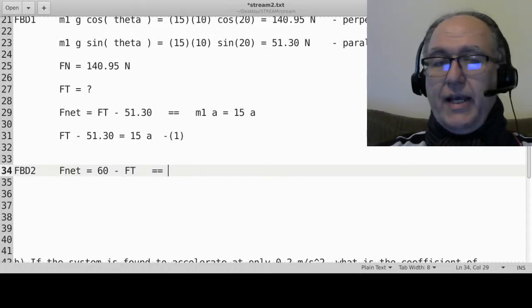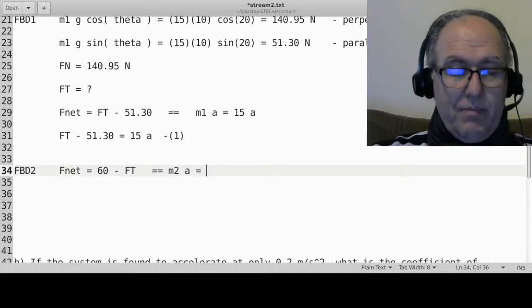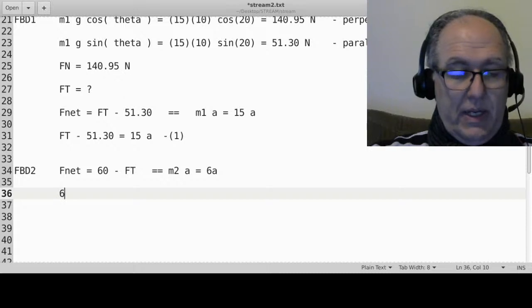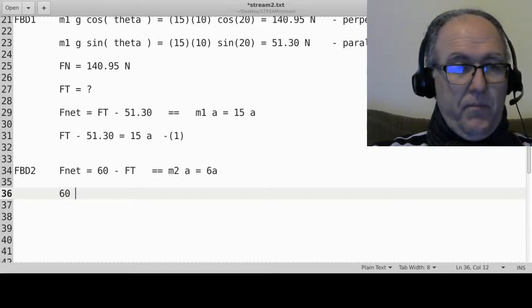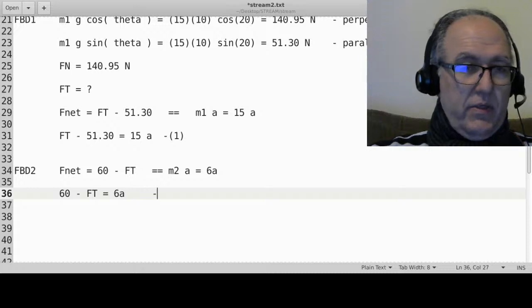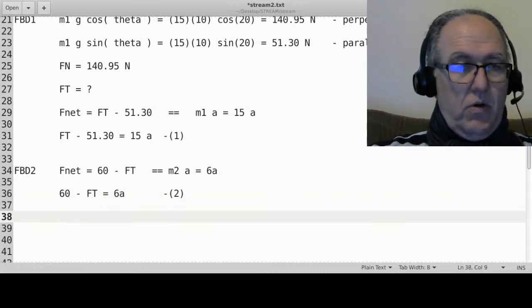And then what's that got to equal? This is Newton's second law. Here it must equal M2A, and we know M2, we don't know A. M2 is 6, and A like that. Then cleaning that up, you get that 60 minus Ft is equal to 6A. And here's our equation number 2.